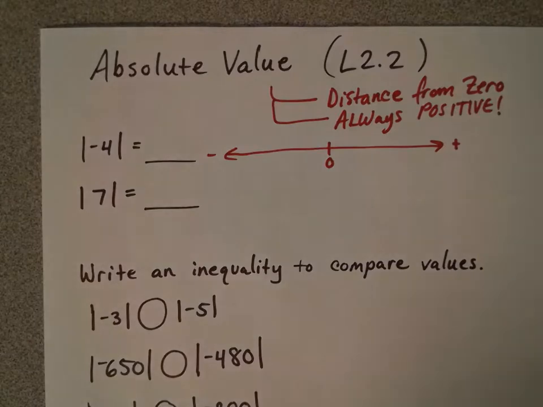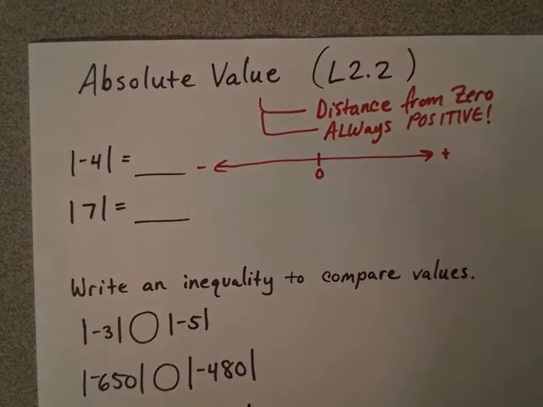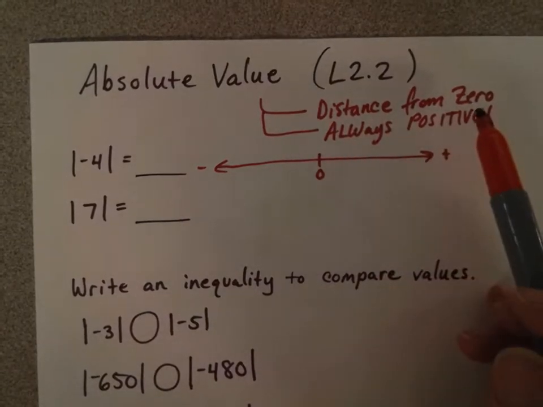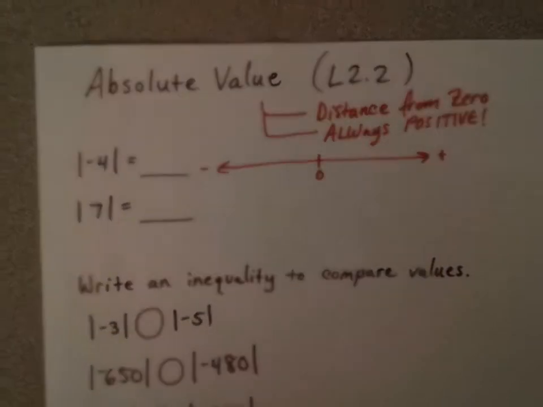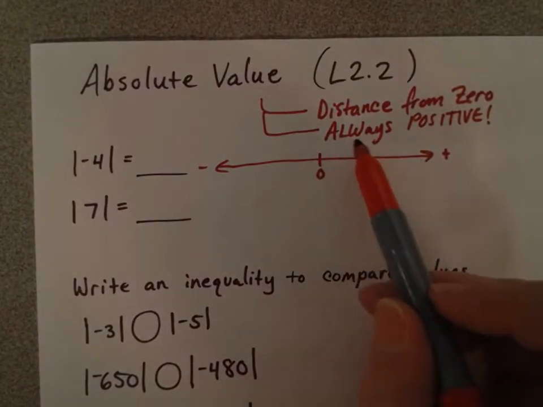I'd like to take a look at absolute value. This really comes from lesson 2.2 of our Math and Focus textbook. Absolute value means the distance from 0. So if I think about a number line, I want to consider how far a number is from 0. It also reminds me that distance is always positive.